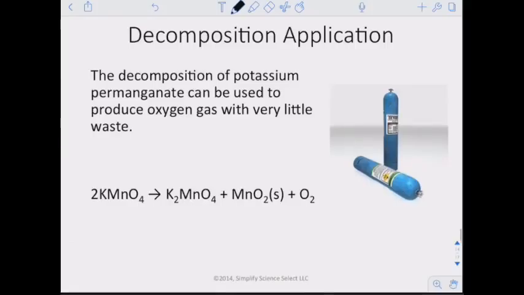Now, some applications of a decomposition reaction. The decomposition of potassium permanganate can be used to produce oxygen with very, very little waste. And so we can produce pure oxygen by decomposing potassium permanganate.